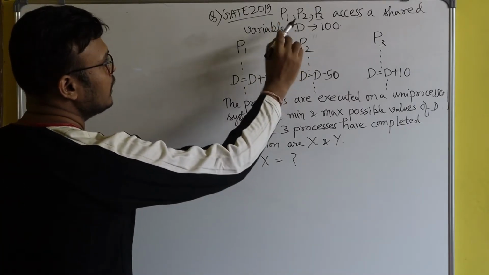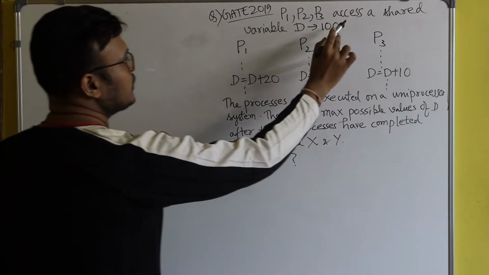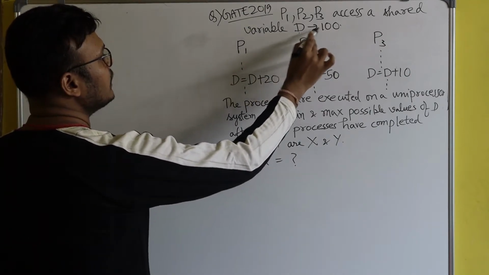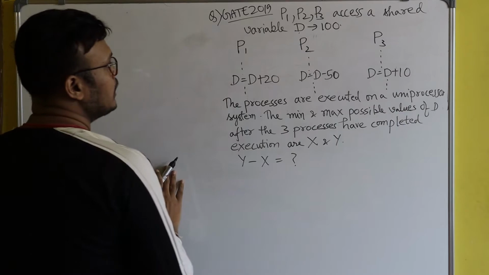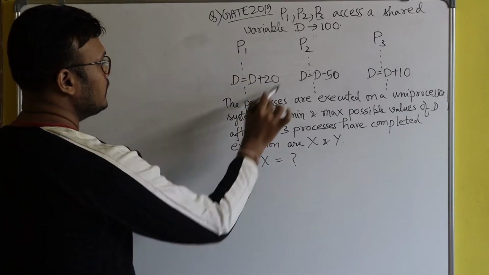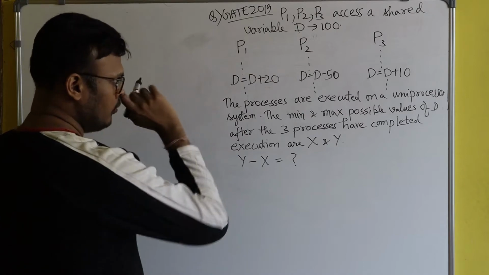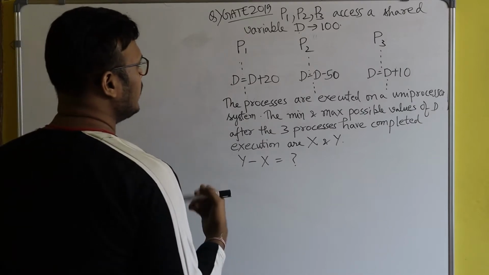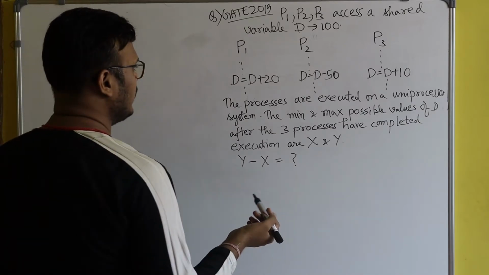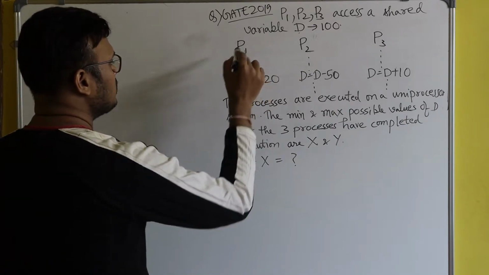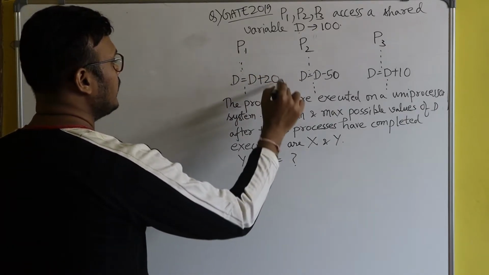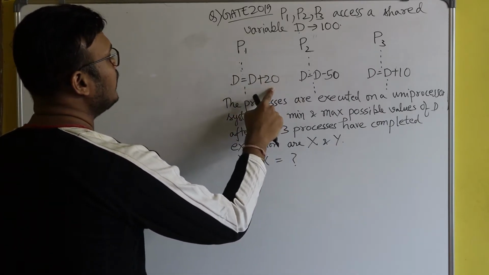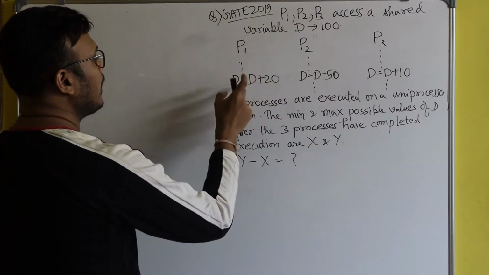You see what I have written in the question. There are three processes, P1, P2 and P3. All these processes access a shared variable. There is a shared variable D which is initialized as 100. It's the code for process P1. Process P1 will execute some entry section code here. Nothing is written about semaphore or any entry section code. So process P1 will execute some code, and this is the main task of P1: it will increment the value of D by 20 and store it back to the variable D.